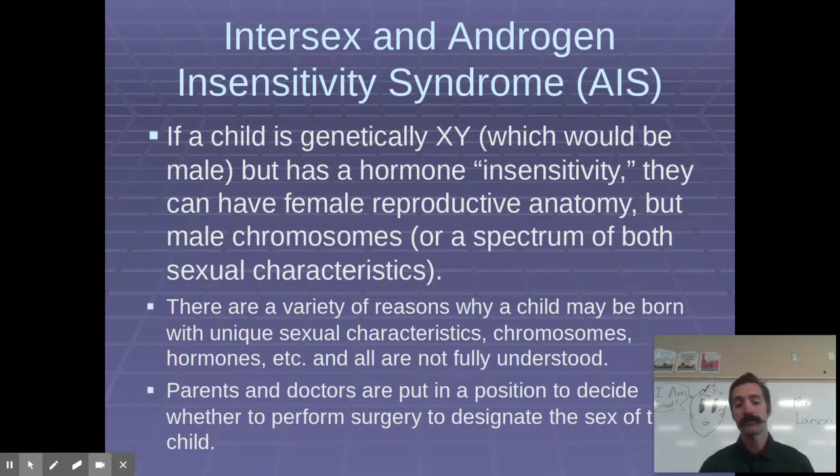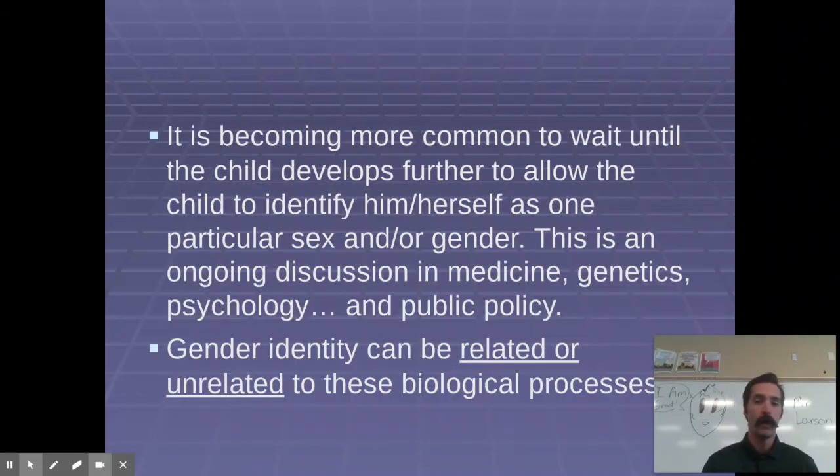Now, at this time, parents and doctors are put in the position to decide whether to perform surgery to designate the sex of the child or to allow that child to decide later on in life what they want to go with, if they want to change at all. So just as culture has developed and become more progressive, we have, as a culture, decided to wait until the child develops further to allow that child to identify themselves as one of the sex or gender. Basically, this is a discussion that's been going through medicine, genetics, as well as in our culture in general.